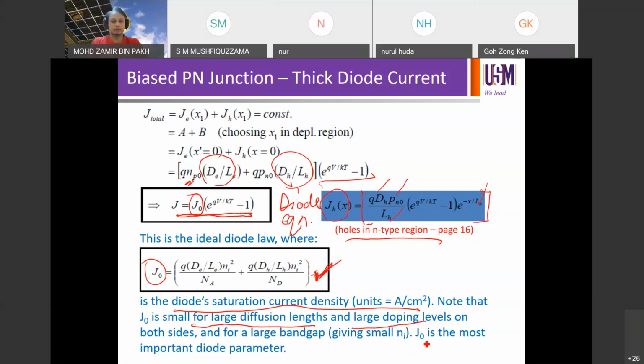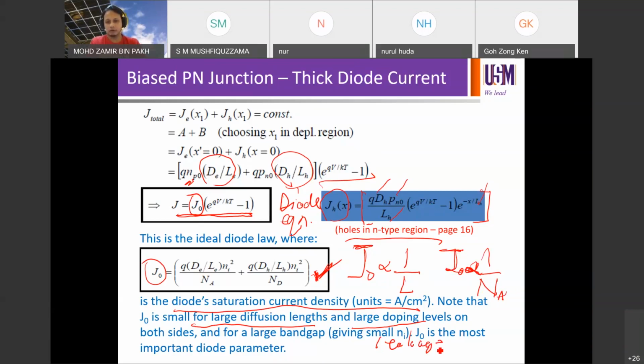So J naught is the most important diode parameter. From this equation, we can see that J naught is small for large diffusion length. So J naught is proportional to 1 over L, or inversely proportional to L, if you like. And J naught is also proportional to 1 over N, N_A or N_D, either one is fine. As long as you have the doping level high, then J naught will be small. So this is called diode saturation current density, or also called leakage current, right? J naught is also called leakage current.